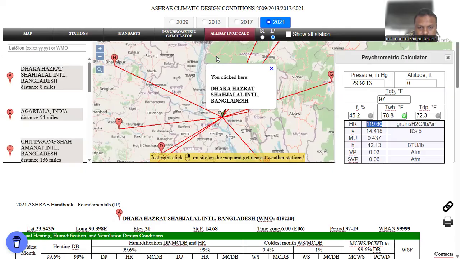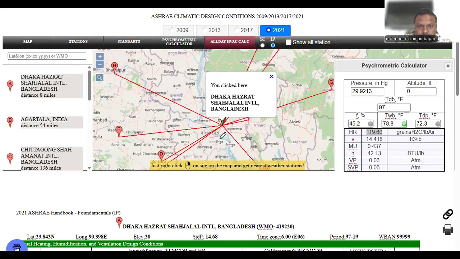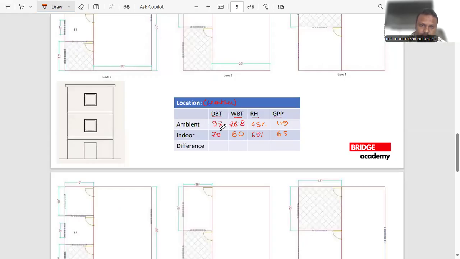Okay, let me take you back. Now we need to find out the difference of all this data. For dry bulb temperature, we are going to use it to do the calculation of sensible load. So basically 97 minus 70, we have 27. Remember, this one is very important. Wet bulb temperature difference is not required. Relative humidity difference is not required for calculation. That's why I'm not bringing it.